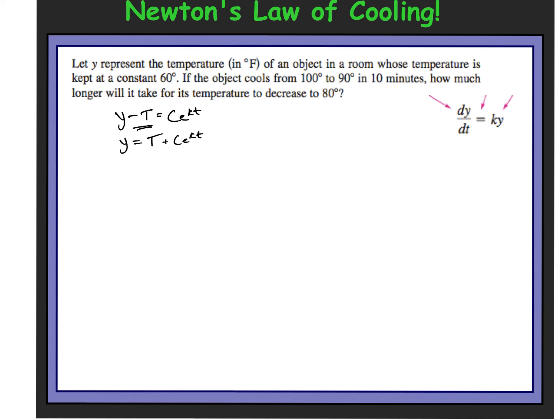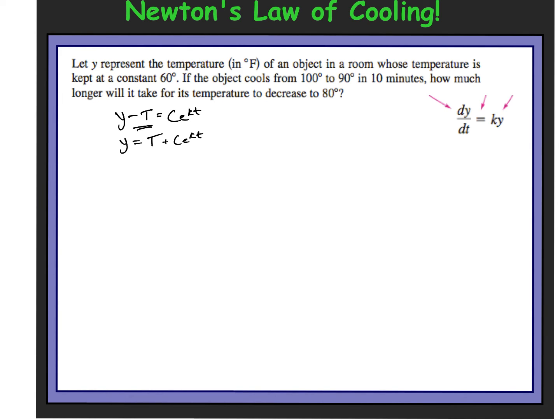All right, so let's go on this one. I need a good reader. Thank you so much, Elijah, for volunteering. Let y represent the temperature in Fahrenheit of an object in a room whose temperature is kept at a constant of 60 degrees. If the object cools from 100 degrees to 90 degrees in 10 minutes, how much longer will it take for the temperature to decrease to 80 degrees?